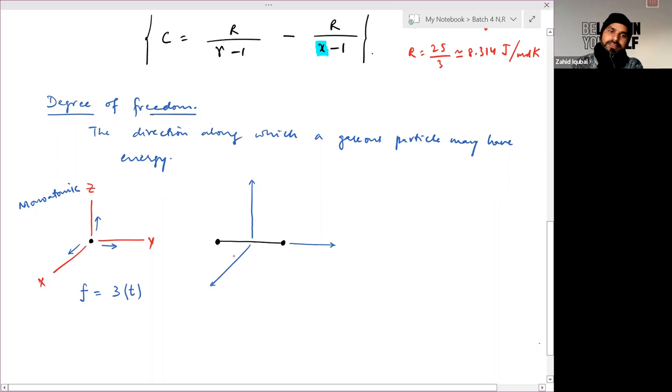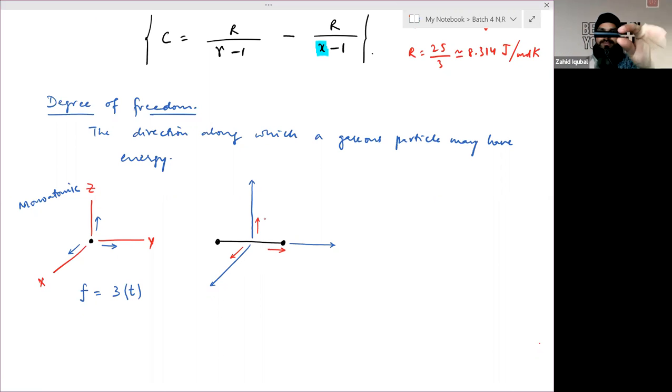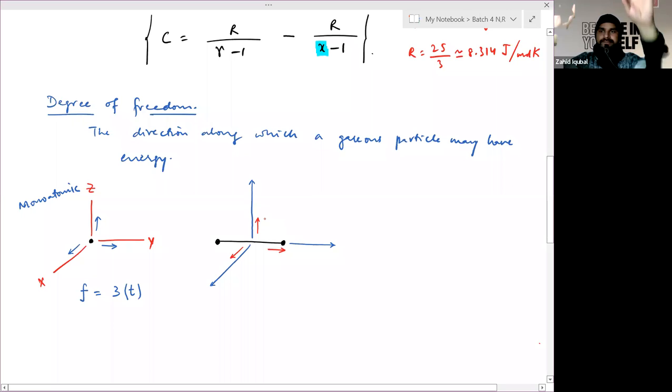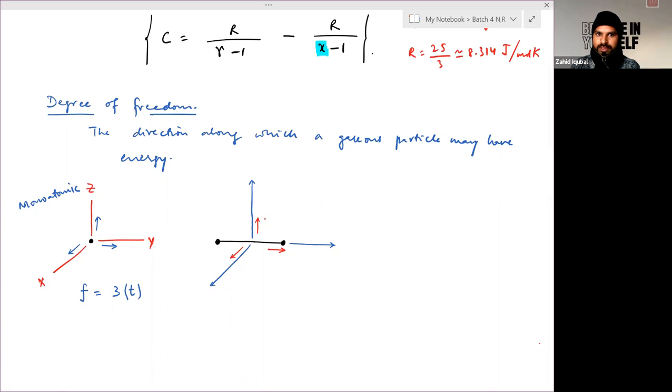This diatomic particle may tend to go along the x-axis, translational motion, along the y-axis, translational motion, along the z-axis, translational motion. Suppose you have a diatomic particle like this. So it may tend to go along this axis, x, y, or z. So it will have all 3 different translational motions.